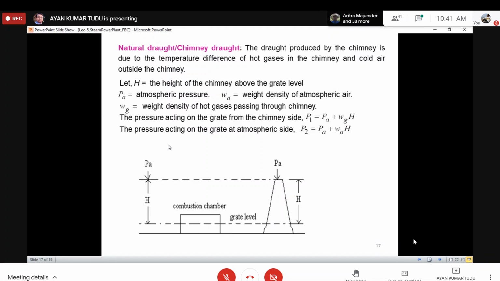Please note that this difference in pressure is responsible for causing the flow of air through the combustion chamber. So how can we increase the acting pressure? The acting pressure can be increased either by increasing the height of the chimney or by reducing the density of the hot gases, by allowing the hot gases to go out of the furnace at a higher temperature. If the hot gas goes out at a higher temperature, the density of the gases will decrease, and then the active pressure of the chimney draught can be increased.